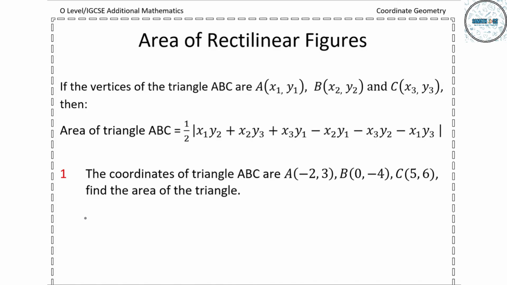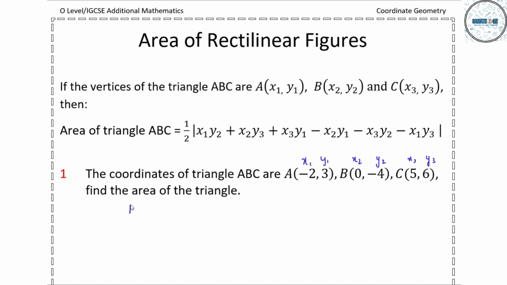Let's do a question related to the area of a triangle. The coordinates of triangle ABC are A(-2, 3), B(0, -4), C(5, 6), and we have to find the area of the triangle. First of all, we can write here x1, y1, this is x2, y2, and this is x3, y3.